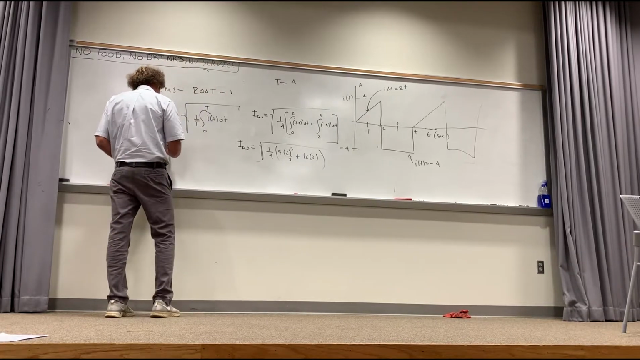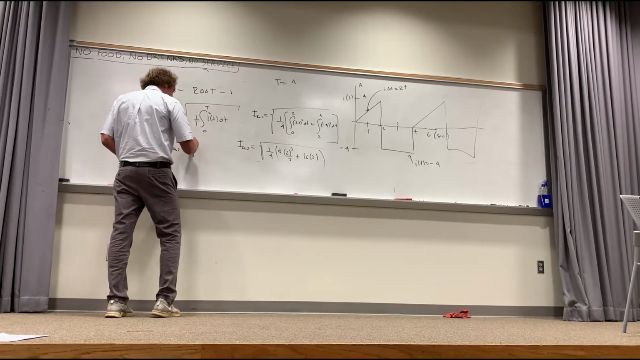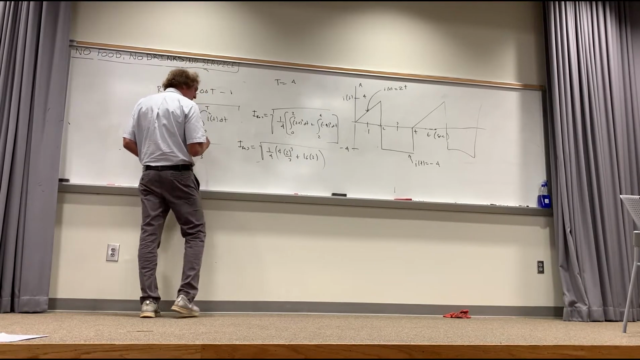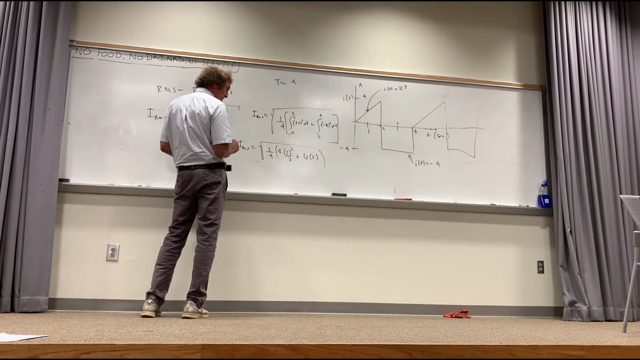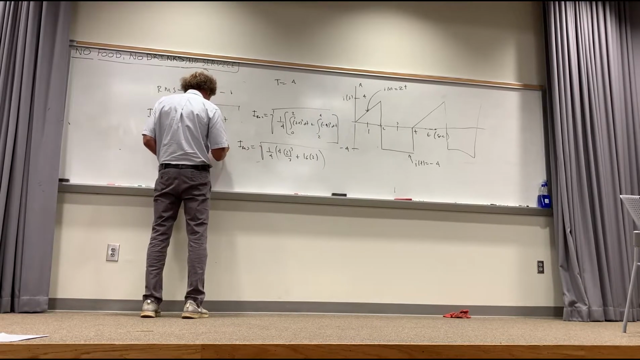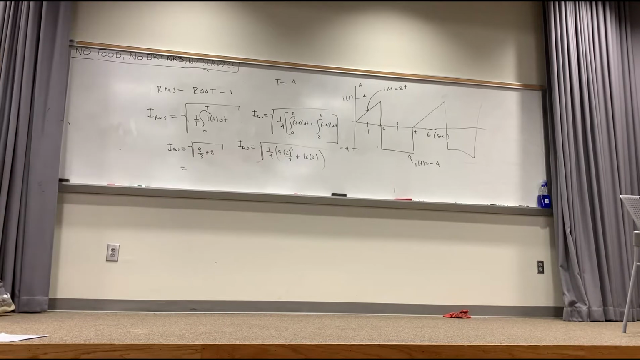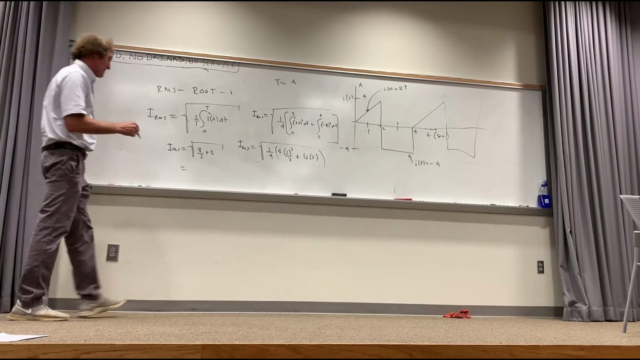So what do you get? Your IRMS is what? Square root of, in that case, 8/3 in the first part, and in the second case, +8. And what's that value? Just punch it into your calculator. I think I got 3.27. Is that right? Anybody? I think it's right.